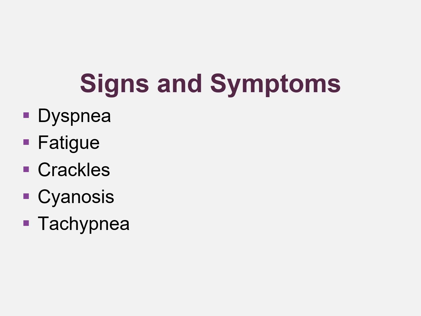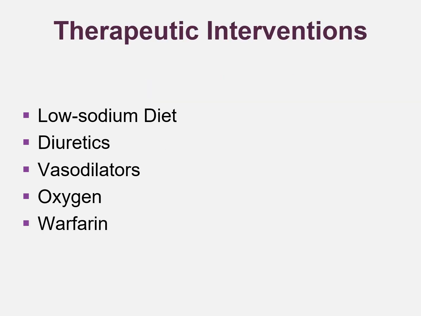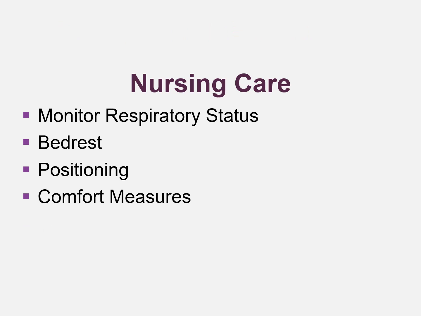Signs and symptoms are dyspnea, fatigue, crackles, cyanosis, and tachypnea. Diagnostic tests are going to be ABGs, a cardiac cath, possibly an EKG, or additional tests needed to find out the cause. Therapeutic interventions include a low-sodium diet, diuretics, vasodilators, oxygen, and warfarin. Nursing care for these patients includes monitoring respiratory status, bed rest, repositioning as needed, and providing comfort measures.